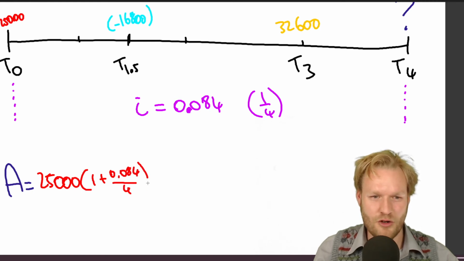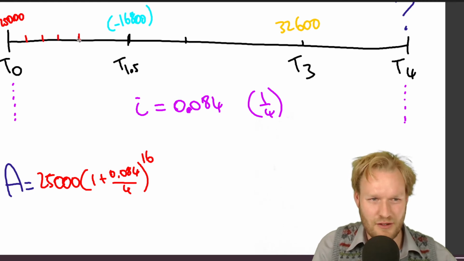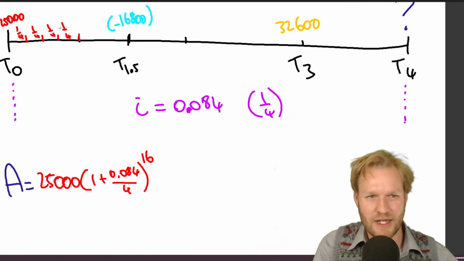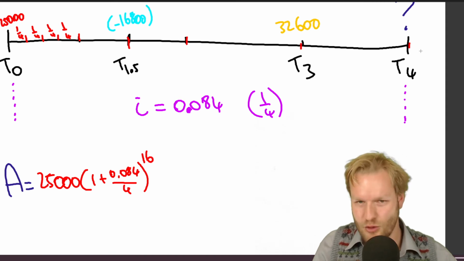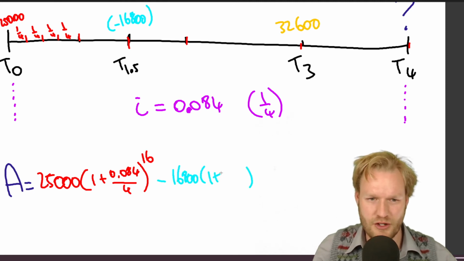0,084 over 4. And we've got 4 years times 4 gives us 16 compounding periods, because there are 4 in each of these. Imagine 1, 2, 3, 4. Each of these is a quarter. So if we kept doing that, we'd have another 4 quarters, another 4, another 4. We'd have 16 quarters altogether. So hence 16. Okay, then we withdrew this amount, so we want to subtract that along with any interest it would have earned. 1 plus 0,084 over 4.